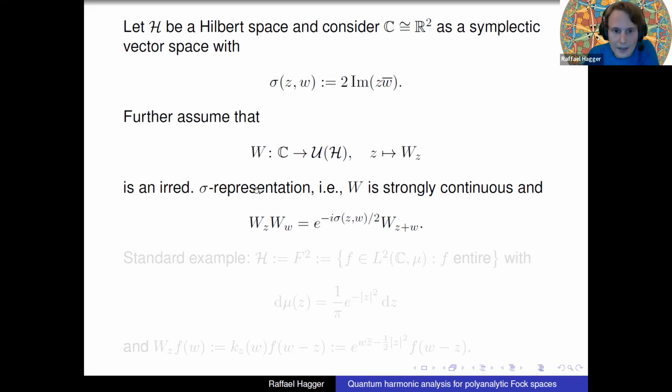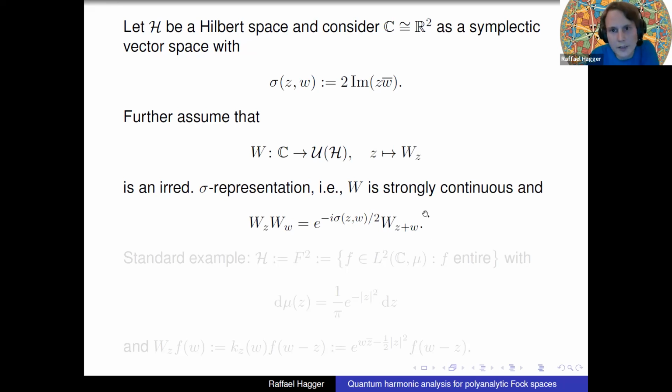And I say sigma representation and not just representation because we have this additional unimodular factor here. It's not exactly a representation, but almost, up to this factor. And I also want it to be strongly continuous, so it should be continuous with respect to the strong operator topology on the unitaries. And as Nikolai said, since there is a division by 2 here, I put a 2 in the symplectic form so that it gets canceled. That makes it a little bit easier.